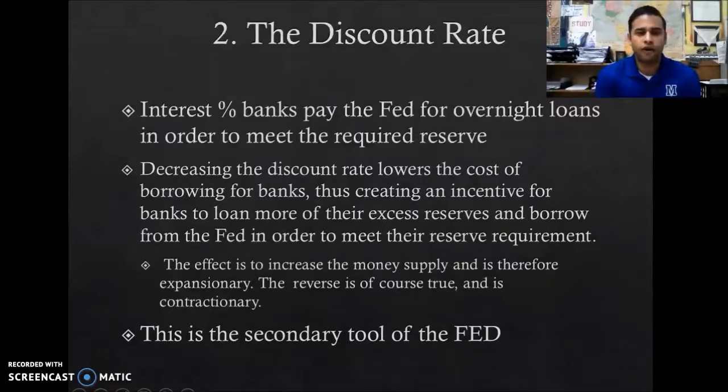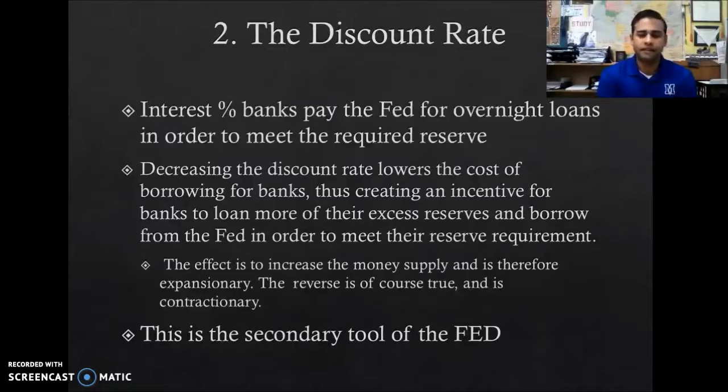So if you are a bank and you don't have your required reserves at the end of the day, one of your options is to borrow money from the Fed, and they're going to charge you a percentage rate of interest, and that is known as the discount rate. So how is this a monetary policy? Well, decreasing the discount rate lowers the cost of borrowing for banks, thus creating an incentive for banks to loan more of their excess reserves and borrow from the Fed in order to meet their reserve requirement.